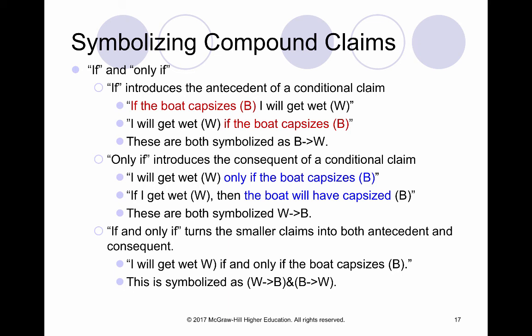Only if introduces the consequent of a conditional claim. I will get wet only if the boat capsizes. And that can be rephrased as, if I get wet, then the boat will have capsized. And these are both symbolized, if W, then B. And finally, if and only if turns the smaller claims into both antecedent and consequent, because you need both of them to work together. I will get wet if and only if the boat capsizes. And this is symbolized as if W, then B, in parentheses, and if B, then W.